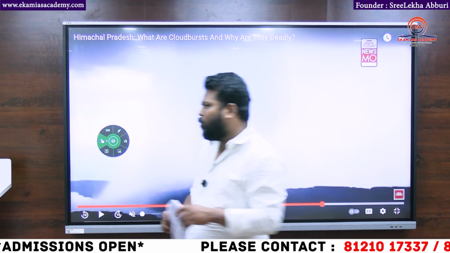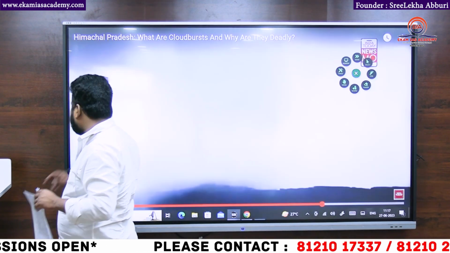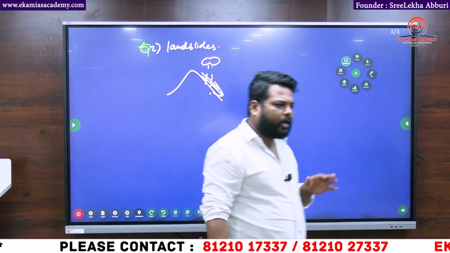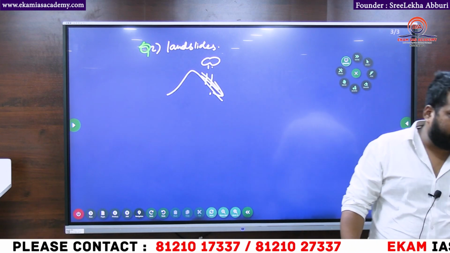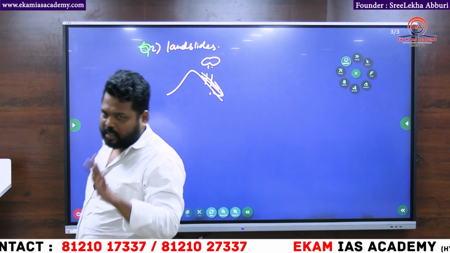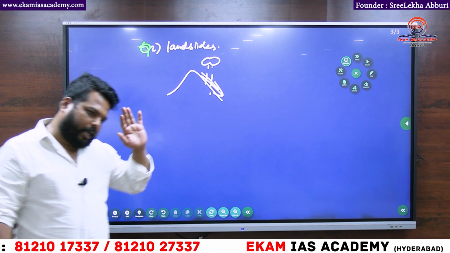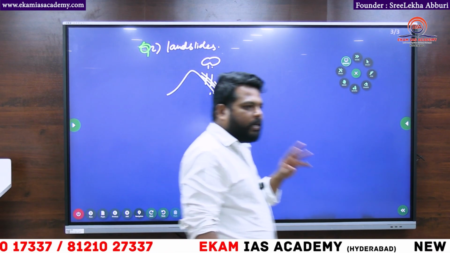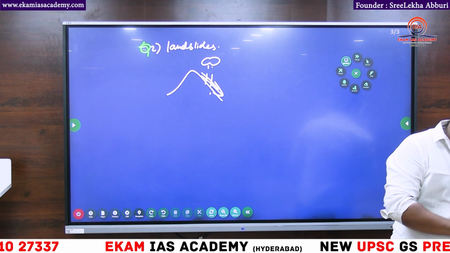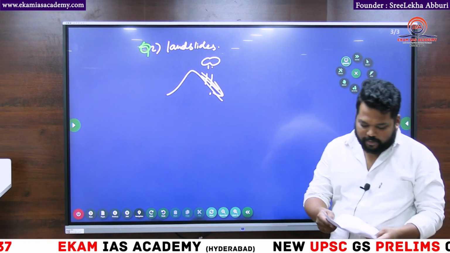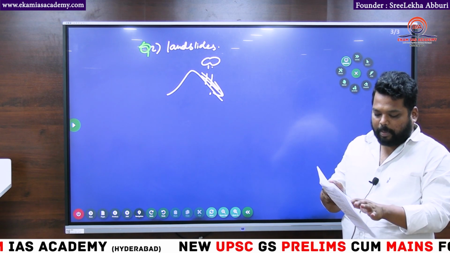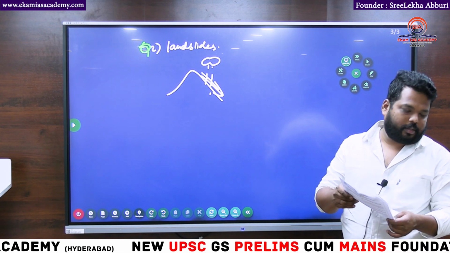Generally, cloudburst can occur in plain regions also. It doesn't mean that cloudburst should occur only in Himalayan regions or hilly regions, but it is more proximate to mountainous regions. It will occur in plain regions also, but it is more closely associated with the mountainous regions. Here they have given that cloudburst happens in plains as well, but with greater probability in the mountains and hilly regions.